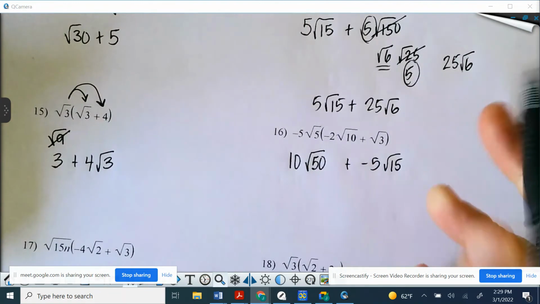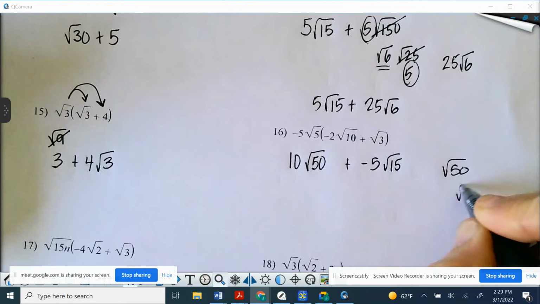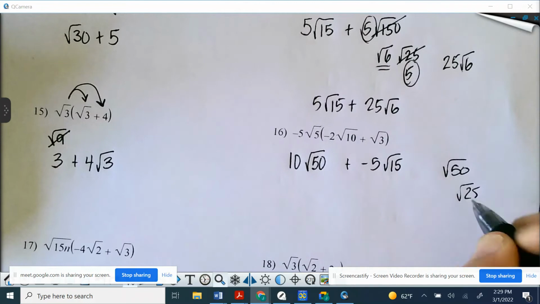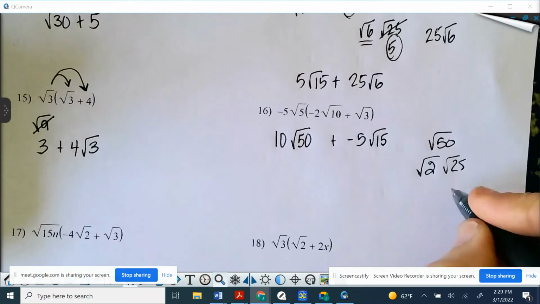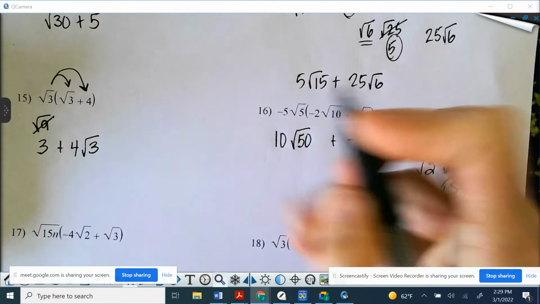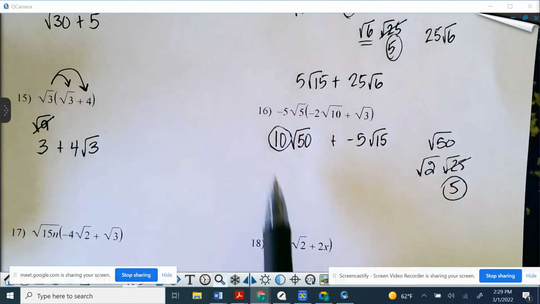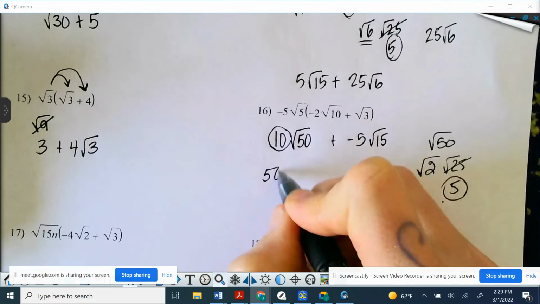So if we're looking at our 50, we can do 25, and it's going to be 2. Square root of 2 does not get any better, but the square root of 25 is 5 times 5. So we have a whole number 5 and a square root of 2, but we also had the whole number 10. So 10 times 5 is 50 square roots of 2.